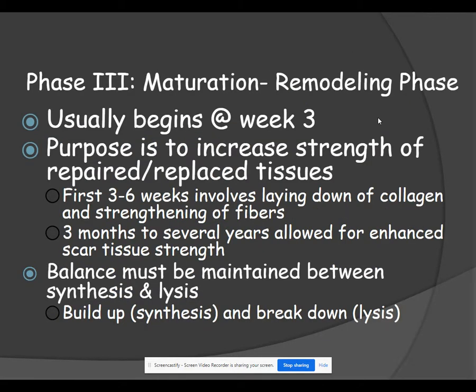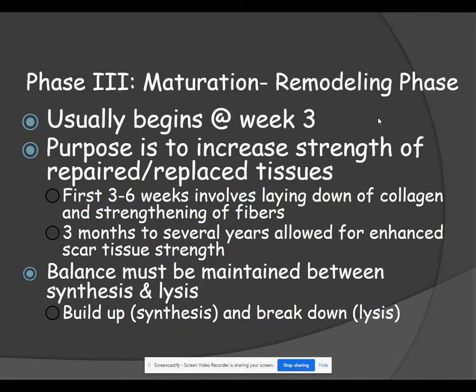So in phase 3, now we've got maturation and remodeling. So this traditionally is about at the 3-week mark, and it's where we try to increase the strength of the repaired tissue. So the tissue is now fixed, the tissue is there, but it's not strong. It's baby tissue, brand new tissue. So it's a long-term process, and it's realignment and remodeling of the collagen fibers, and we're trying to get them to be as strong as the other ones were. We want to increase the stress and the strain to cause this to get better and also get stronger. So this is why it takes 3 months to several years depending on the situation.